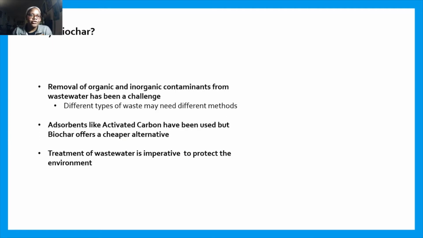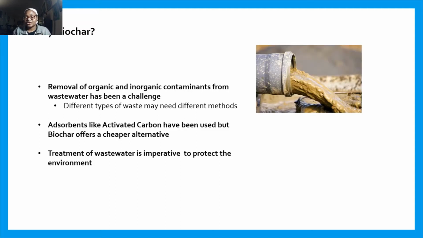Why biochar? The removal of organic and inorganic contaminants from wastewater has been a challenge, as different types of waste may require different methods to treat them. Absorbents like activated carbon have been widely used in the wastewater treatment industry as they remove both organic and inorganic contaminants at an effective rate. The problem is that its cost has impeded its use, which is why biochar is being offered as a cheaper alternative. Of course, treatment of wastewater is imperative to protect the environment, as it would prevent catastrophes like this from occurring.